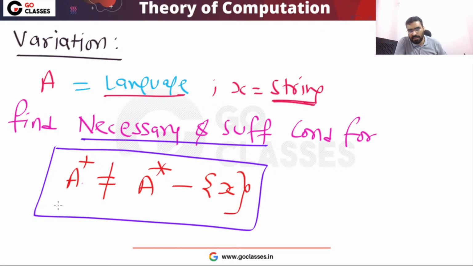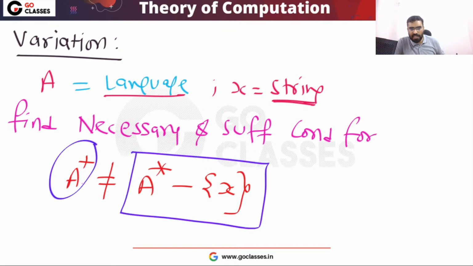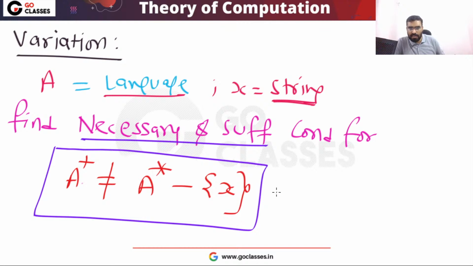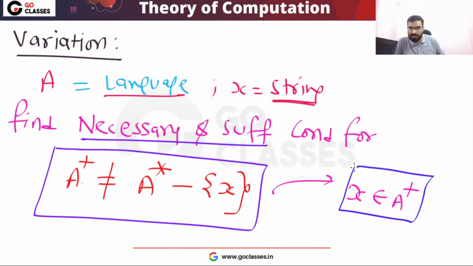Here X can be any string of A plus, right? Please understand what the answer will be for this question. Either X belongs to A plus. If X already belongs to A plus, then from A star you are removing this X, so it will not be same as A plus.